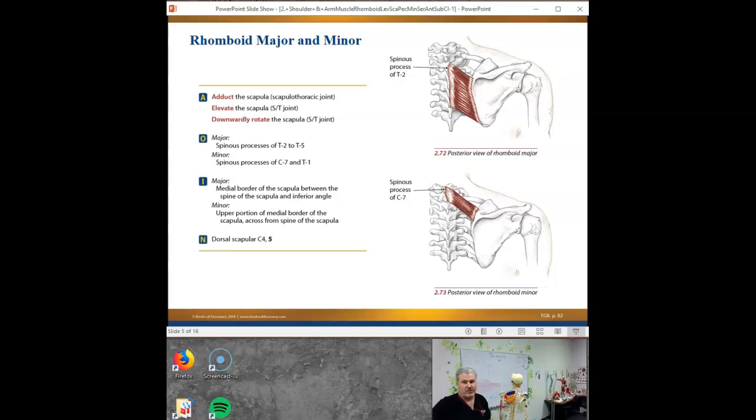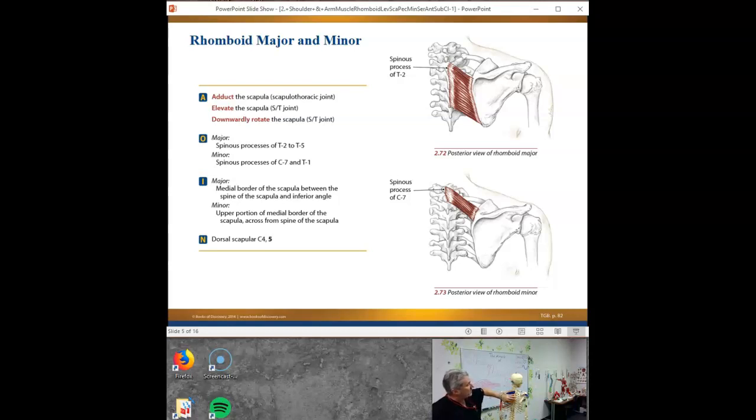Yeah. Cool. Okay. So Miss Felix Susuna, I want to know the origin for the rhomboid minor. The origin right here for this two-fingered muscle that starts at C7. I want to know the origin for it. That would be the spinous process of C7 and T1. Cool! Spinous process C7, T1.